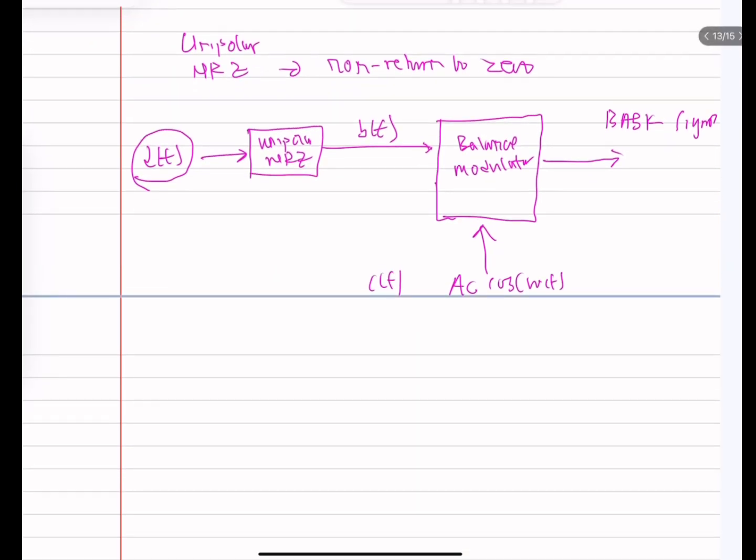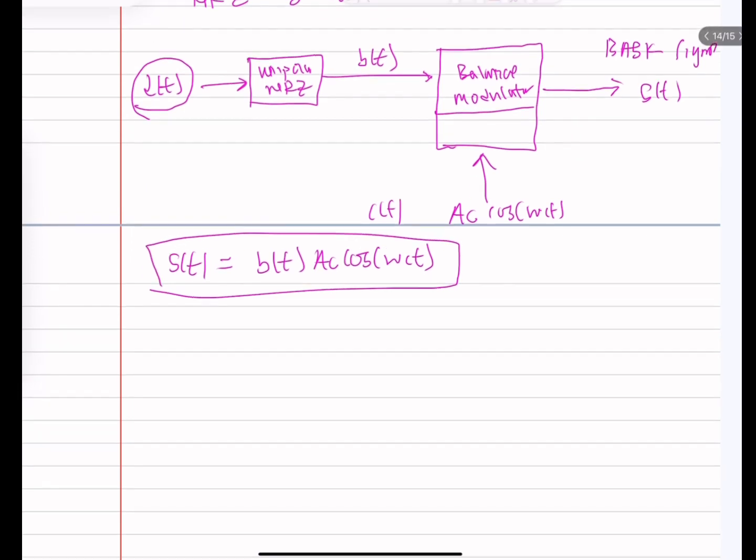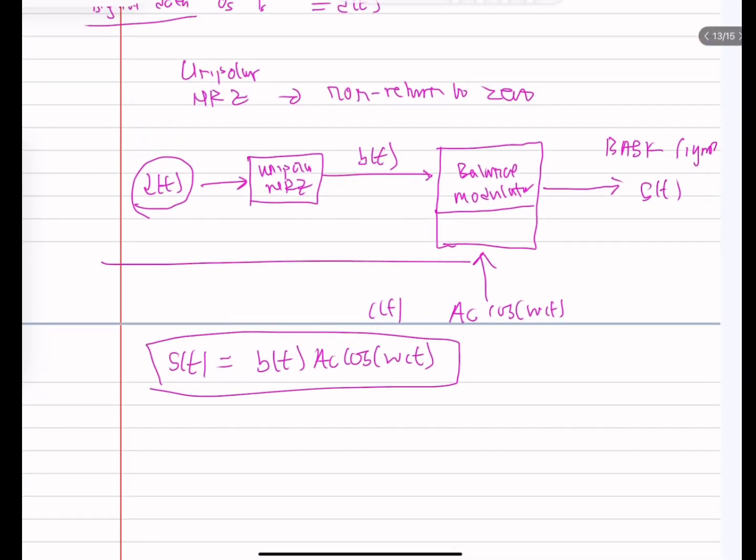So based on this, since it's a balanced modulator, as I said in analog modulation, sometimes you have to pick it as a product modulator, and therefore we can say that our output S of t is equal to the binary data B of t times AC cos omega ct. So this will be finally our modulated signal for binary ASK. This is actually the block diagram for the binary modulated signal that we have.